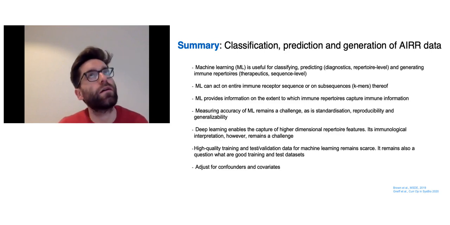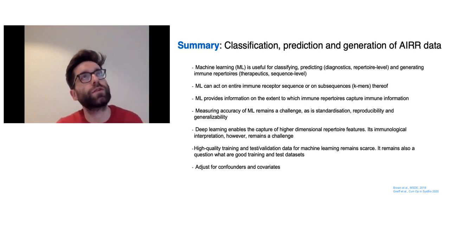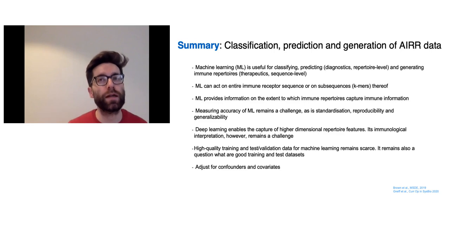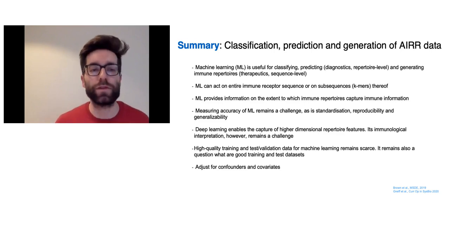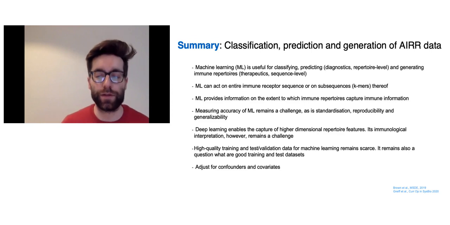And I think it is also a question of what is good training and test data. I think this is still very much an open question, especially for antigen binding. Is a good negative data set one where sequences are very close but not binding, or very far and not binding? All of these kinds of questions, I think, are still out there.